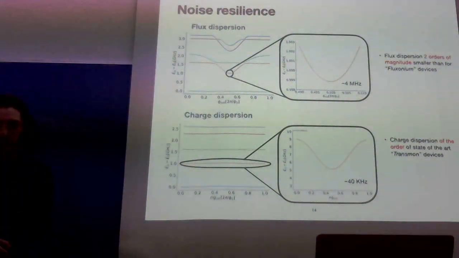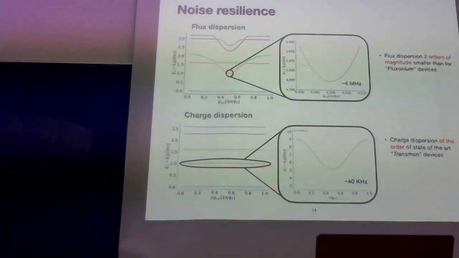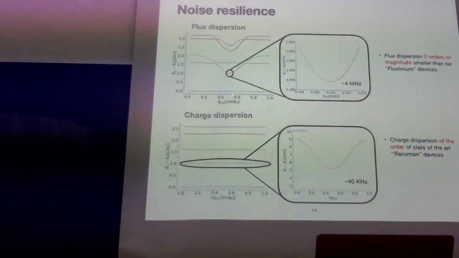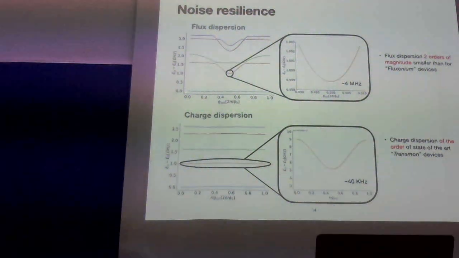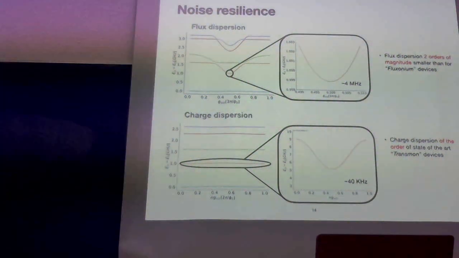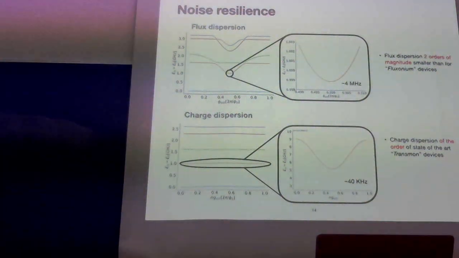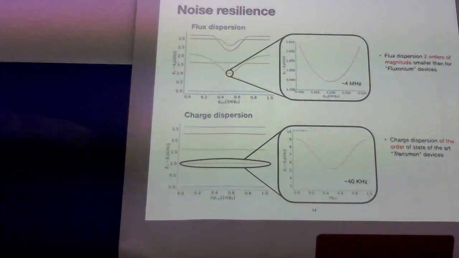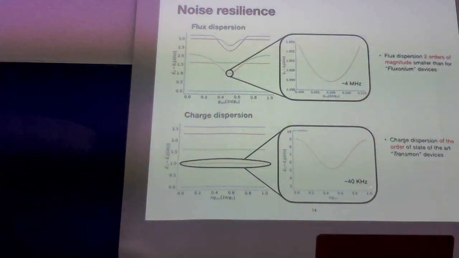So if we look at the noise protections, we see that this device has a dispersion due to external fluxes. Here I plot the eigenvalues and the effect of the static external magnetic field applied to the system. We can see that at the sweet spot of 0.5 flux quantum, there is dispersion, but it is around 4 megahertz, which is 2 orders of magnitude smaller than fluxonium. And we also have charge dispersion, which is around the value of the state-of-the-art transmons that people are building now, which is around 40 kilohertz.